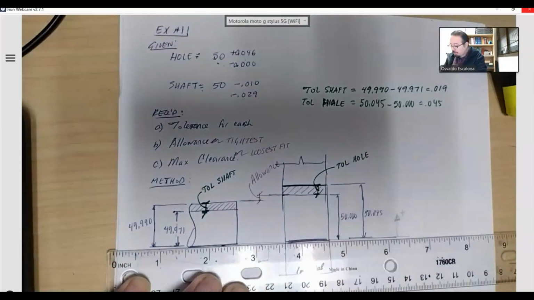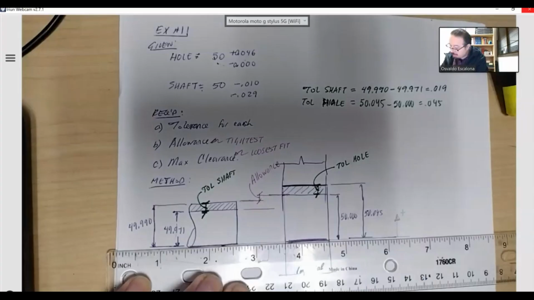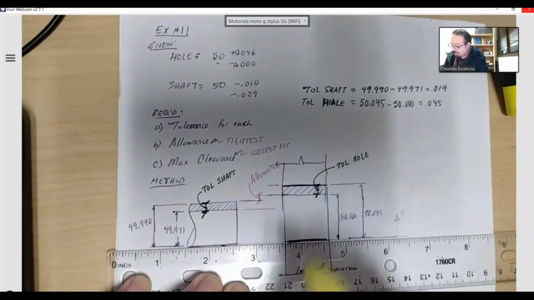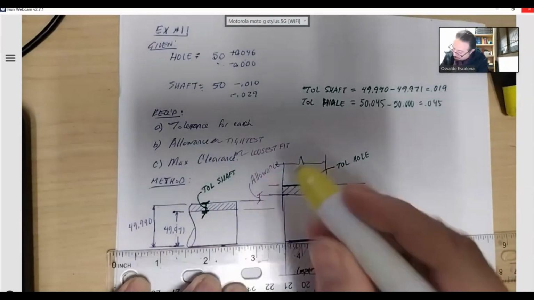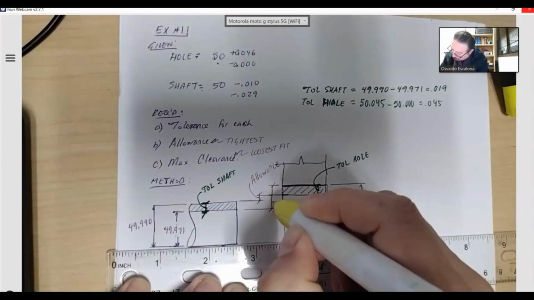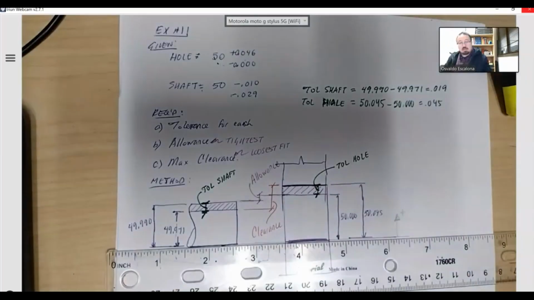All right. I can also find my clearance. I'm going to do my clearance with red. My clearance represents the loosest fit. So the loosest fit is when my shaft is the smallest and when my hole is the biggest, which is somewhere over here, right? This represents the biggest hole, and this represents the smallest shaft. If I find the distance between them, I will have the clearance. Hopefully that makes sense.